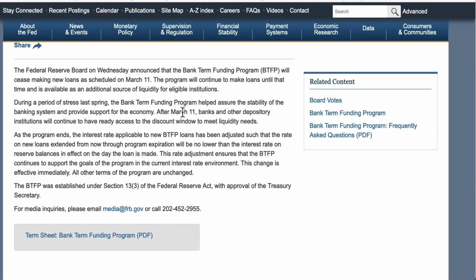We could skip the middle paragraph here. As the program ends, the interest rate applicable to new loans has been adjusted such that the rate on new loans extended from now through program expiration will be no lower than the interest rate on reserve balances in effect on the day the loan is made. This rate adjustment ensures the bank term funding program continues to support the goals of the program in the current interest rate environment. The change is effective immediately. All of the terms of the program are unchanged.